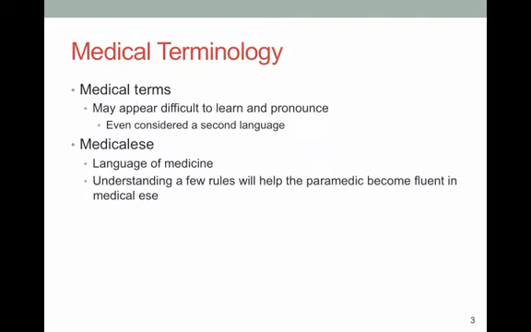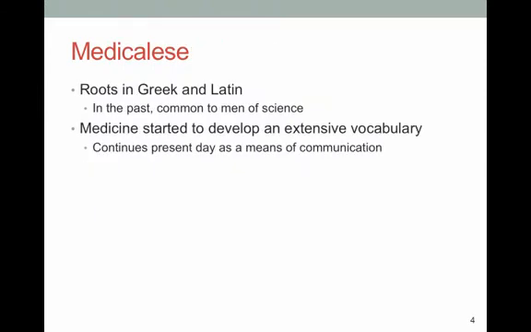And very quickly, we're going to talk about medical terminology. First, medical terminology may be difficult to learn and pronounce. It may even be considered like a second language. It's pretty much the medicalese, if you will, language of medicine. Understanding a few rules will help a paramedic become fluent in medicalese. The root words come from Greek and Latin, and in the past, they were pretty much common to men of science. Medicine started to develop an extensive vocabulary, and this continues even today as a means of communication.